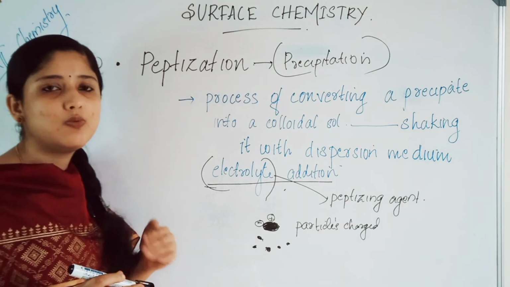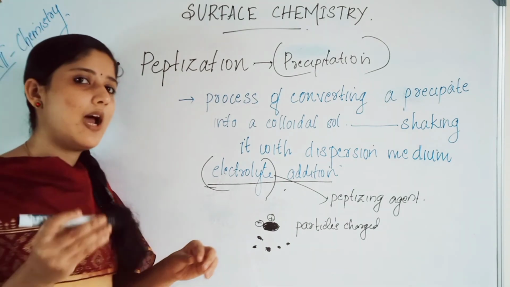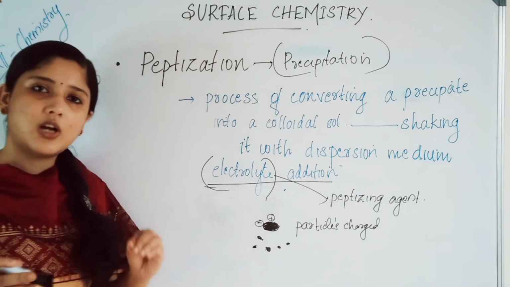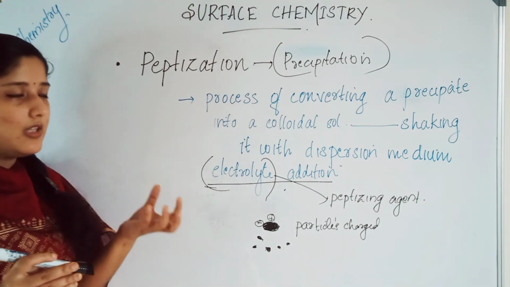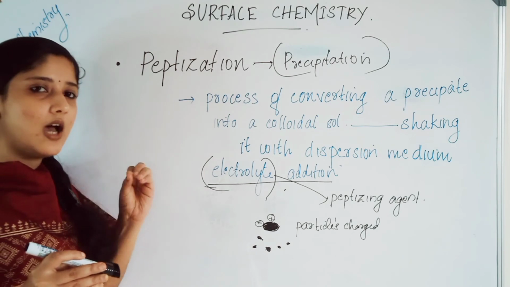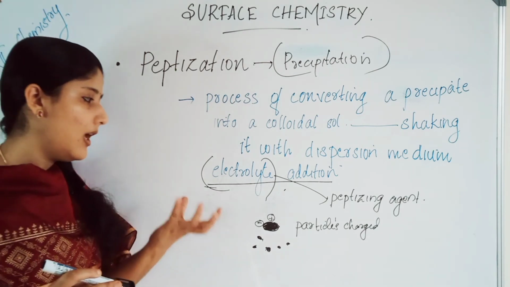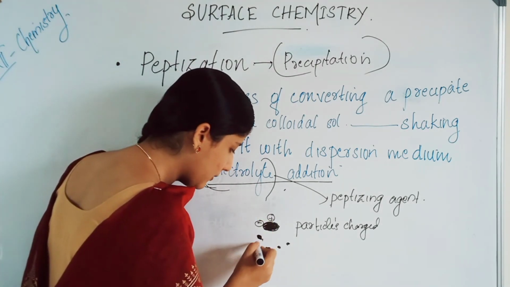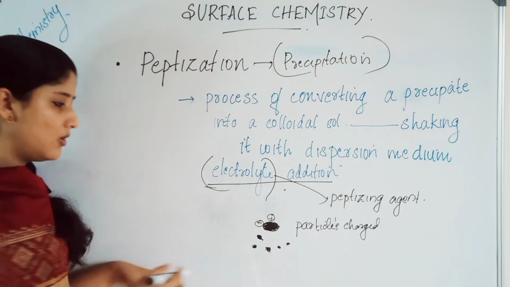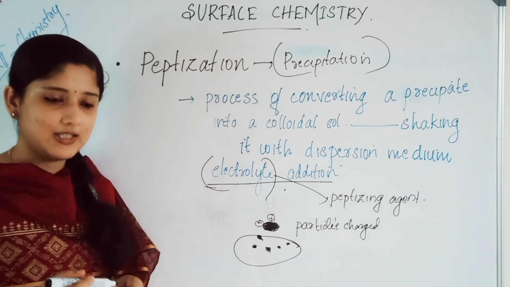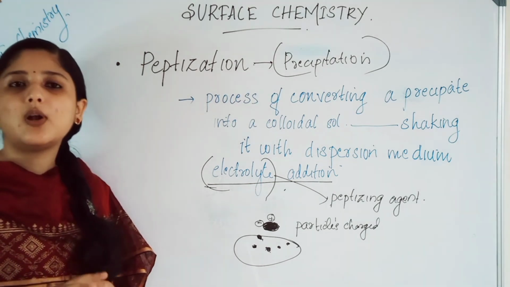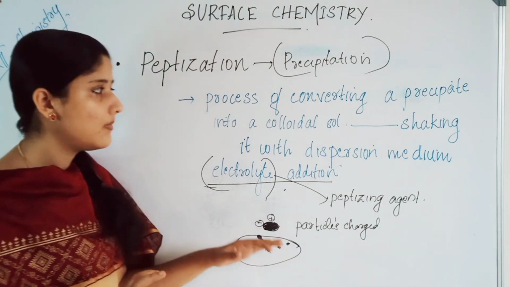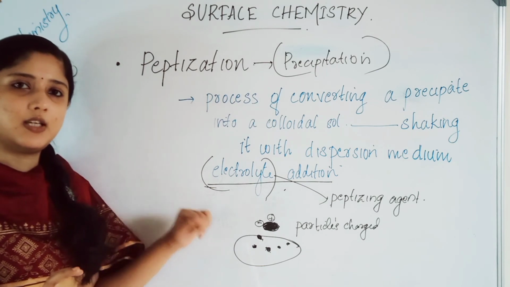Once more, here we are adding an electrolyte to a precipitate. The electrolyte gives ions to the precipitate. The precipitate acquires electric charges, and it breaks down into particles of colloidal size. The electrolyte is known as the peptizing agent. This is the method of peptization.